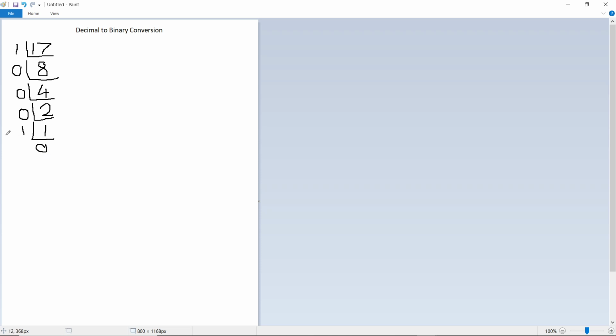And now what I do is I read my remainders in reverse. So the answer is 10001. That is 17. Okay, so the number 17 is that in binary. We've got to put a little 2 at the end here. Okay, let's pick another one.